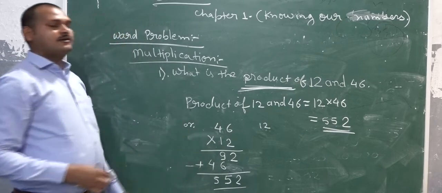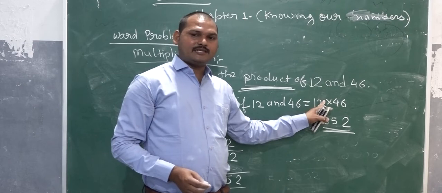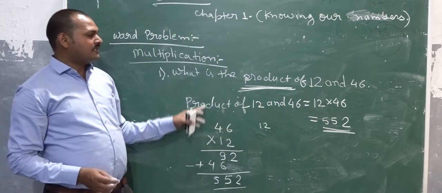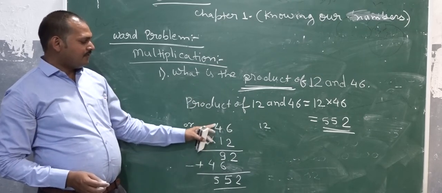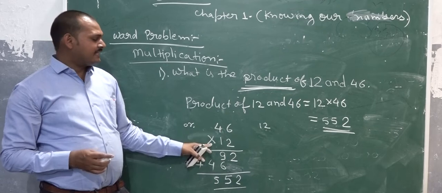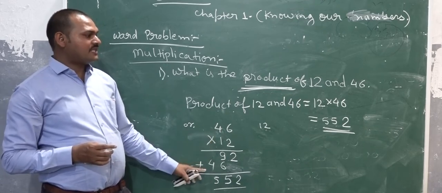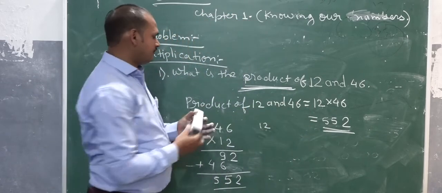This is the column method of multiplication and this is the horizontal method of multiplication. By these two methods you can easily multiply. Here if you know only the 1 to 9 table, then you do it easily, and if you have more tables, then you do these methods.